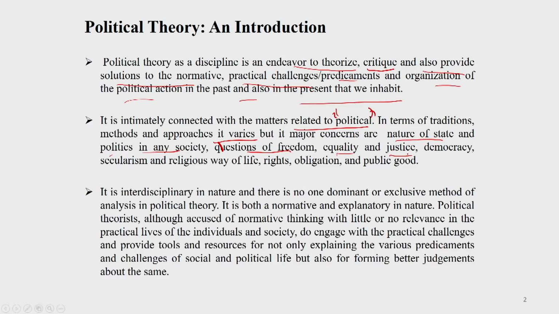Some of these terms we are going to discuss in this course, and we will come to it in the next lecture, and I will give you a brief outline of this course as well, after discussing the relationship between theory and ideology. So, some of the major concerns, despite its varieties of approaches, concerns, methods and traditions in political theory, are the nature of a state and politics in any society, questions of freedom, equality and justice, the idea of democracy, secularism and religious way of life, rights, obligation and public good and so on and so forth.